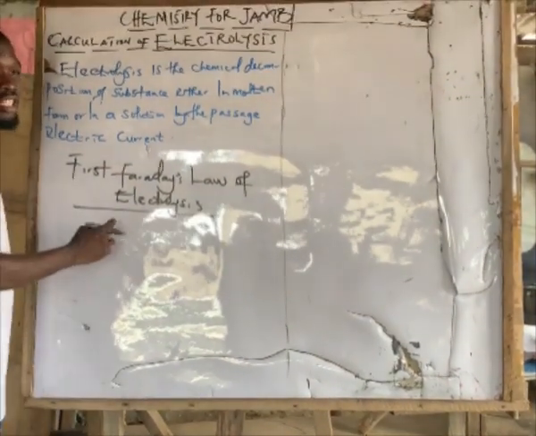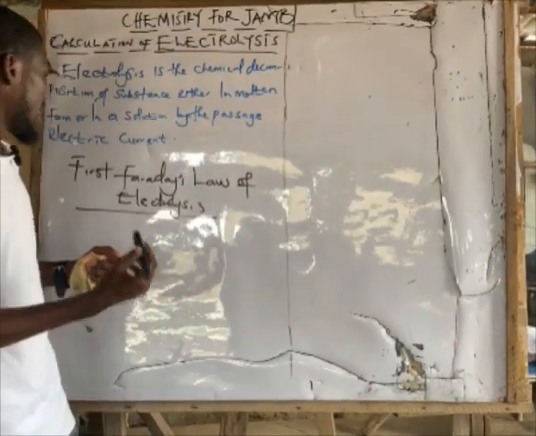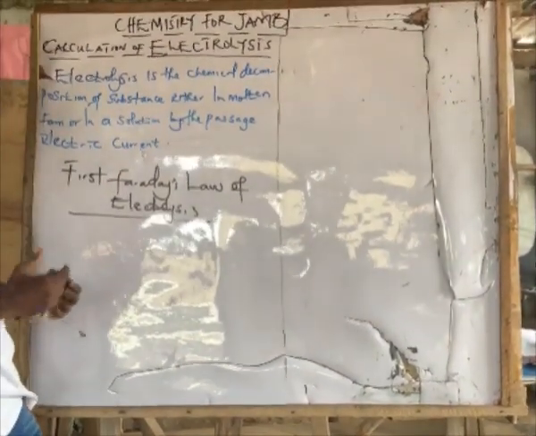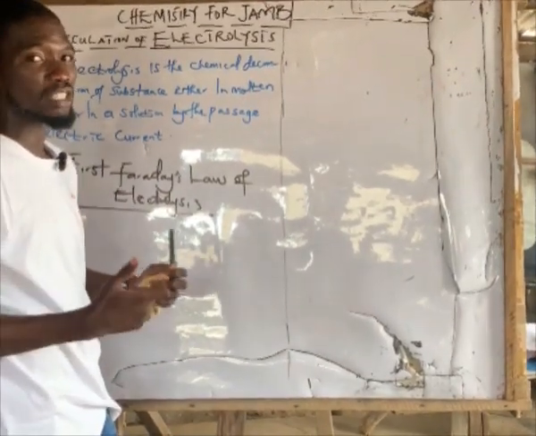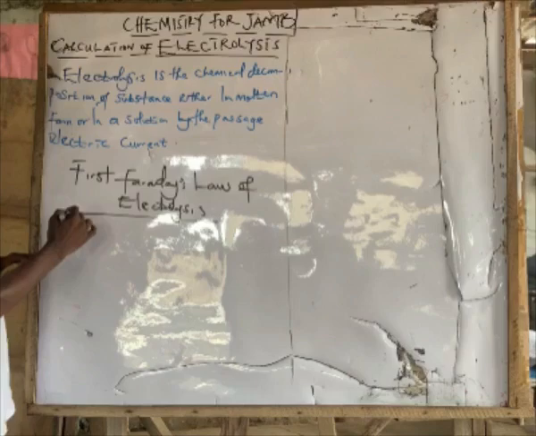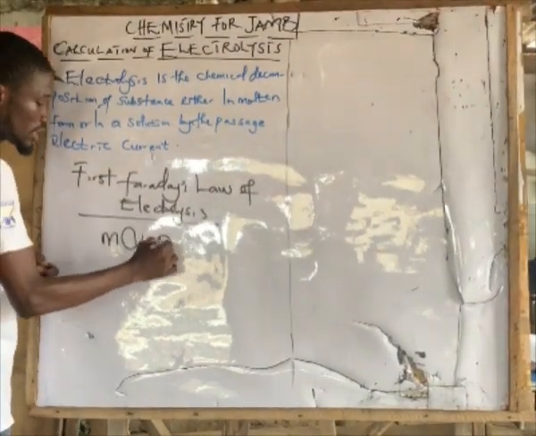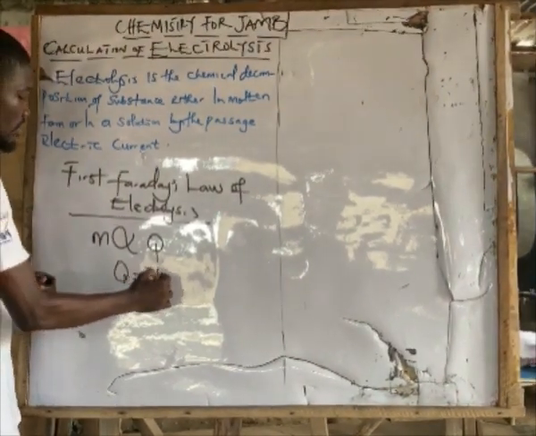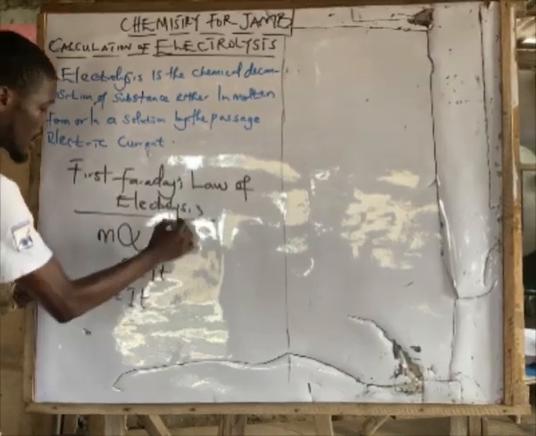According to the scientists, the first law of Faraday states that the mass deposited or liberated during electrolysis is directly proportional to the quantity of electricity passing through it. So you can say we have mass directly proportional to the quantity of electricity. Our Q we can easily take to be what? IT. So with that, M is equal to IT.